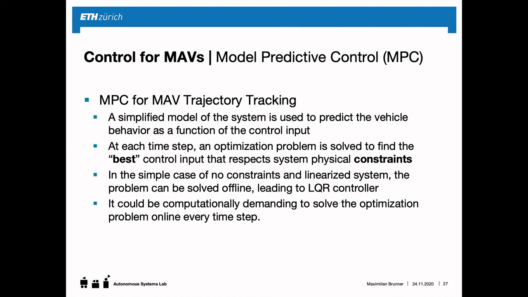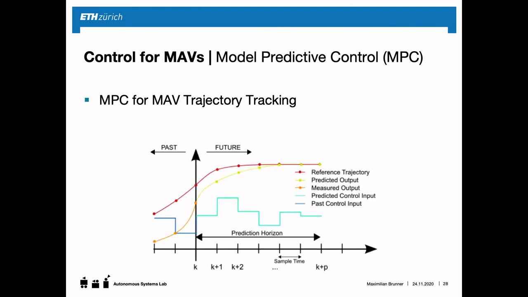So here you can see again how this works. Suppose we are at time step k, then we use the system model to predict the dynamics up until time step k plus p, so within this prediction horizon, and then we optimize the inputs in this horizon to make the predicted output, which could be the pose of the vehicle, converge to the reference pose. And then basically we just repeat this optimization at each time step to make the pose converge to the desired pose.